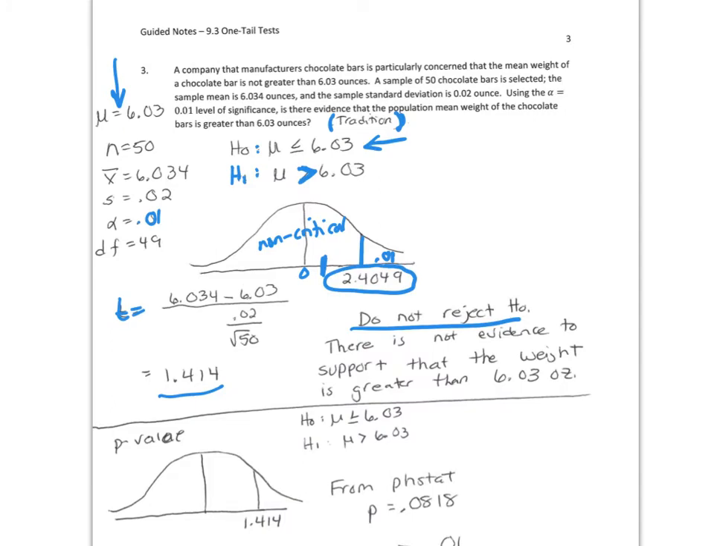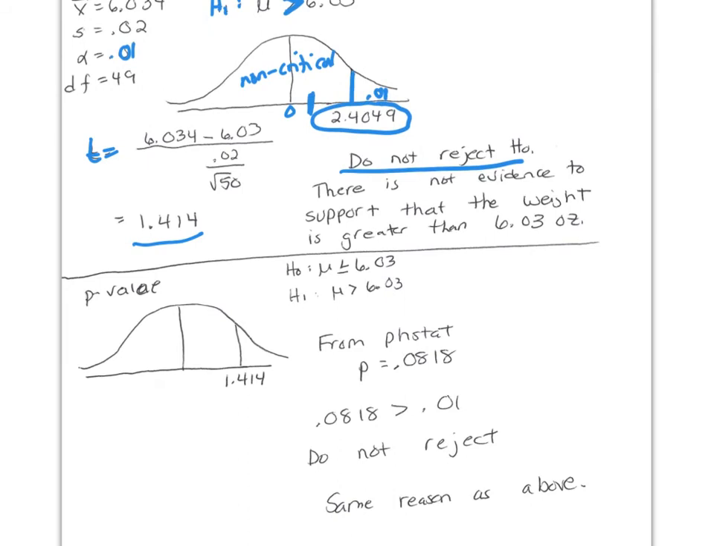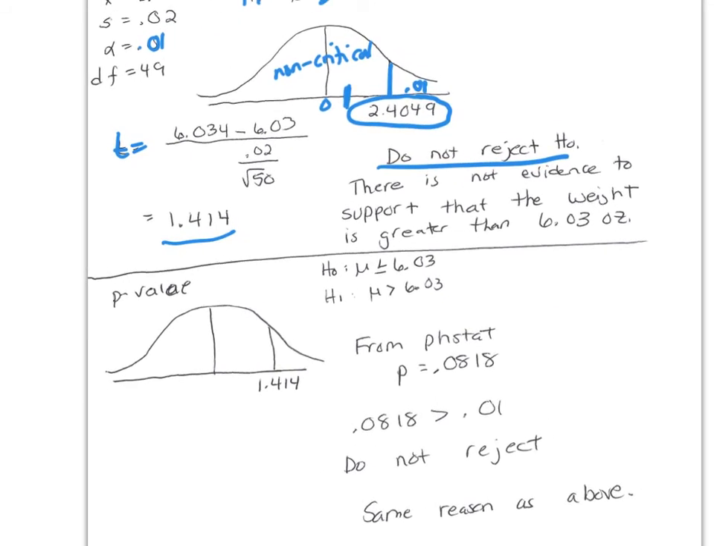That's the traditional method. If I do p-value, which is what I've done here below, I take this value here, and that becomes my dividing line, 1.414. In PHStat, I got 0.0818 as my p-value.